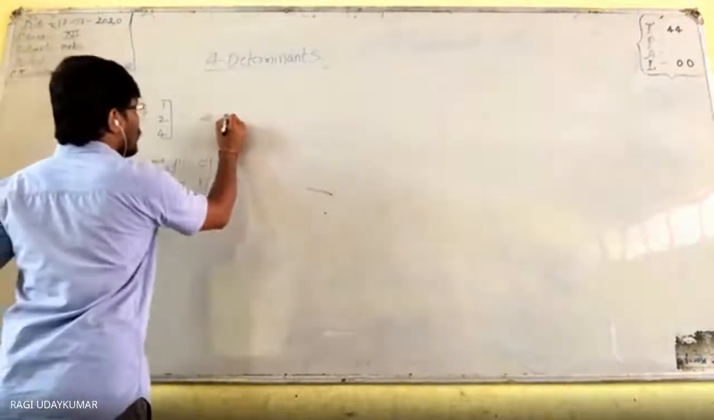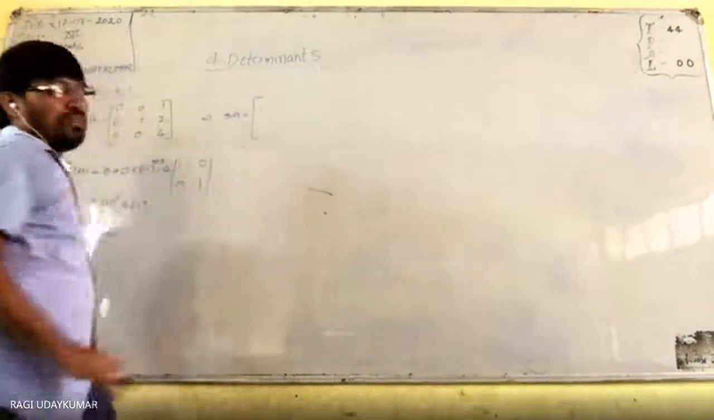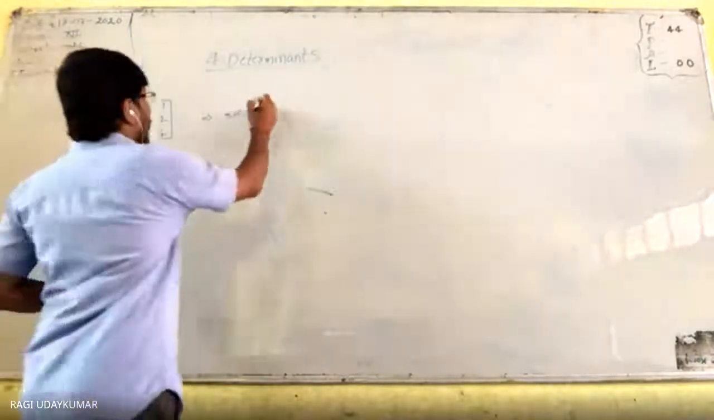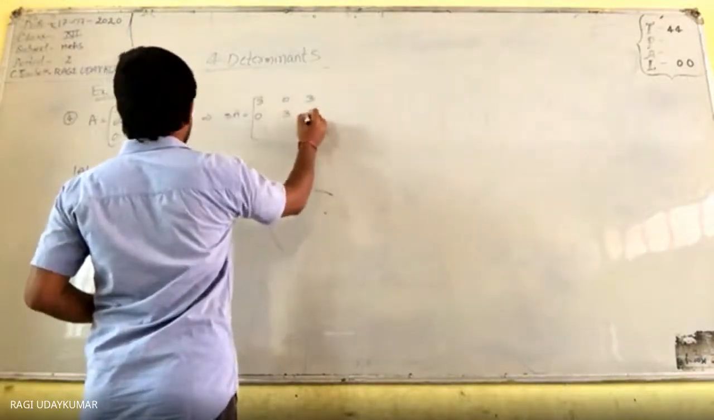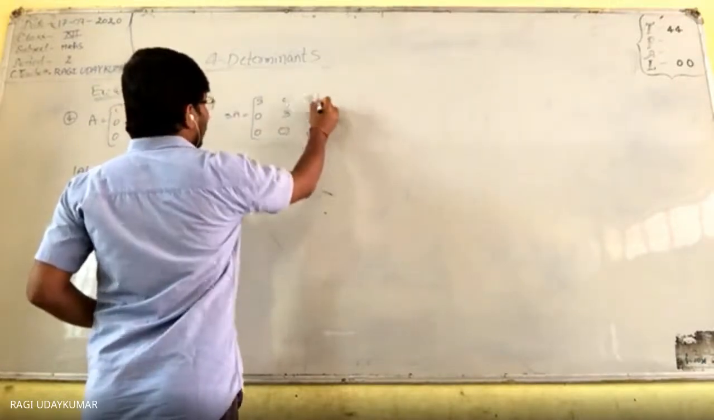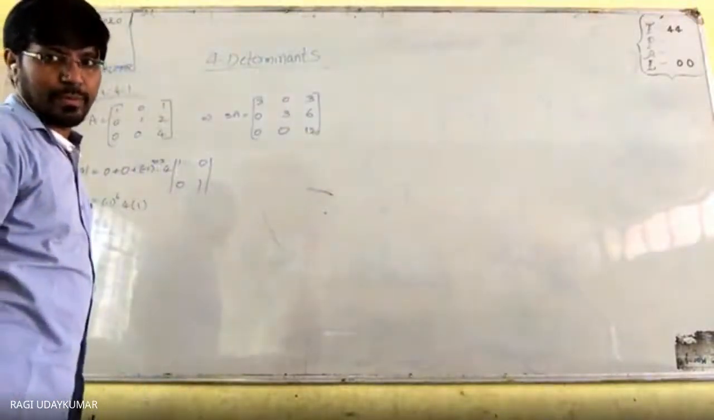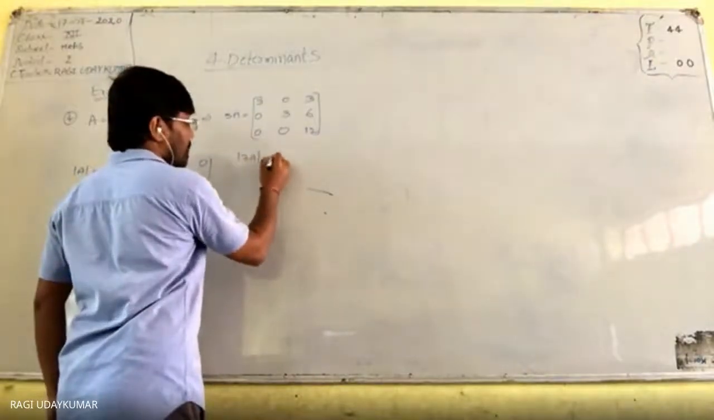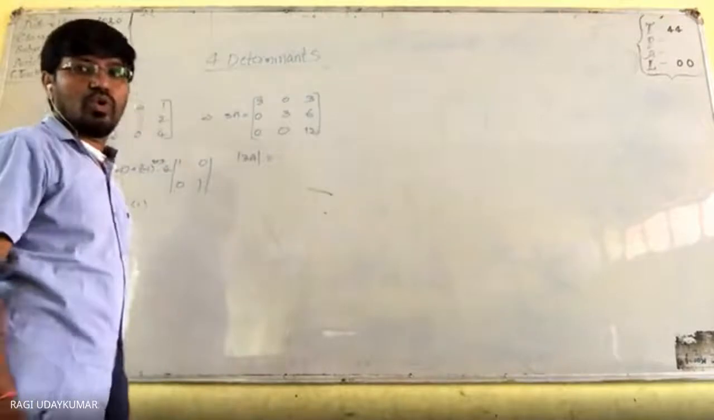A, this one means what do you get for 3A? Every element should be multiplied by 3. Every element should be multiplied by 3. So what do you get here? 3, 0, 3, 0, 3, 6, 0, 0, 3 multiplied by 12. Okay. Now what you have to do? Determinant of 3A. Better you use the third row.